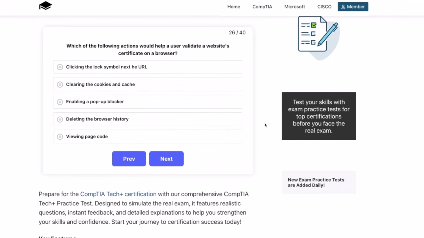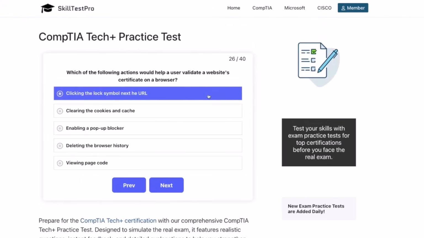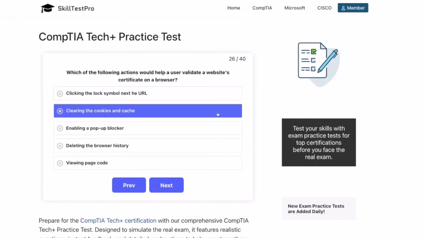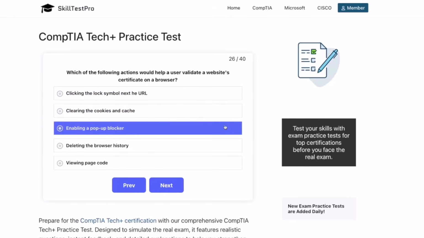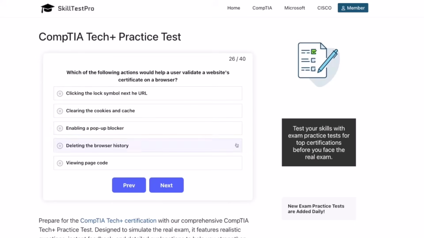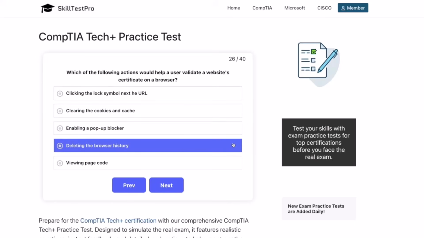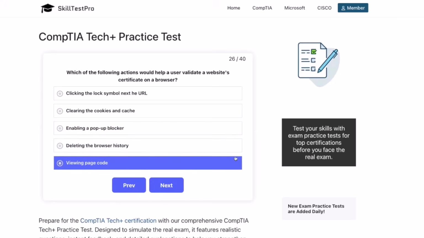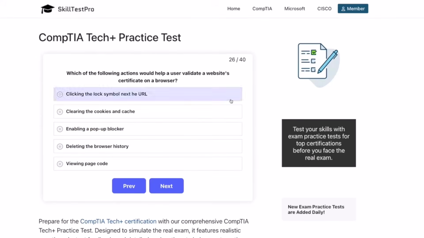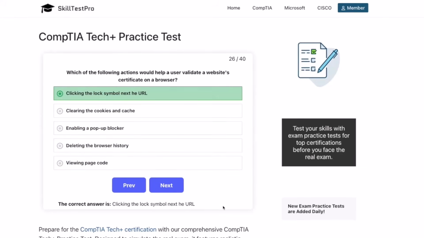Next question. Which of the following actions would help a user validate a website certificate on a browser? Clicking the lock symbol next to the URL, clearing the cookies and cache, enabling a pop-up blocker, deleting the browser history, or viewing the page code? The correct answer is clicking on the lock symbol next to the URL.